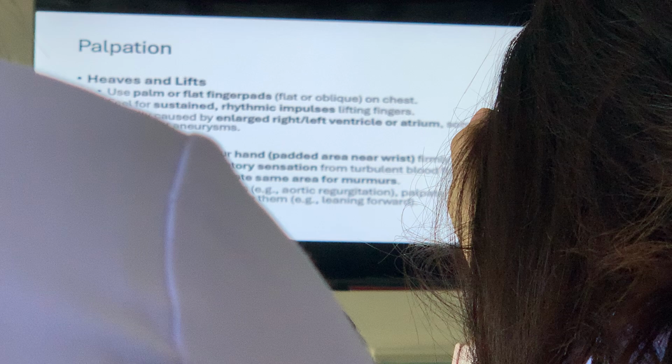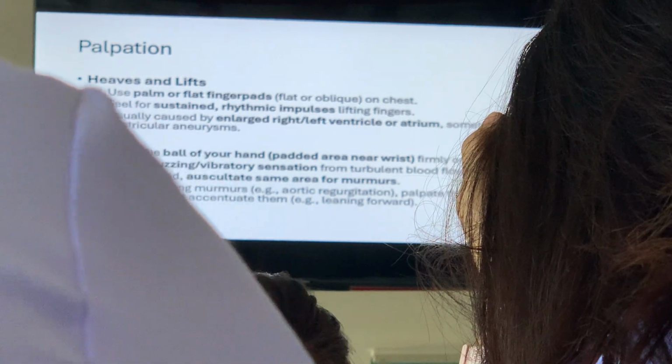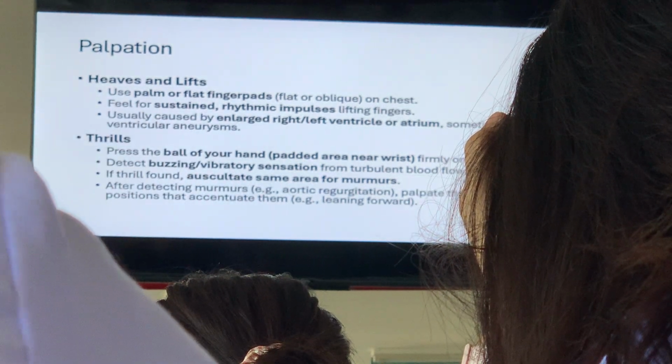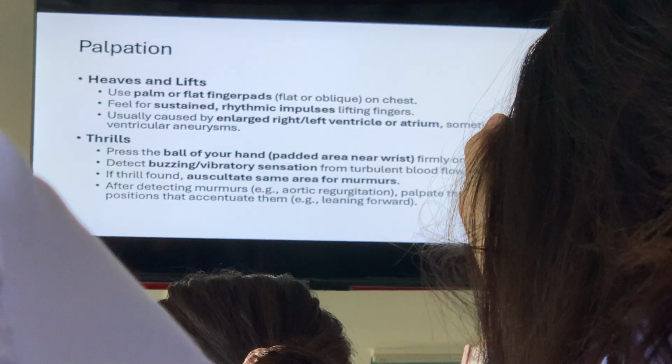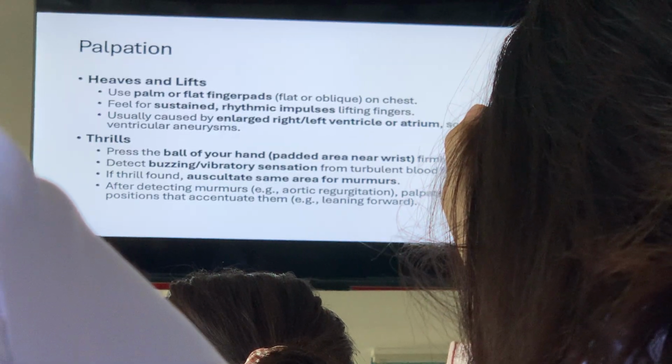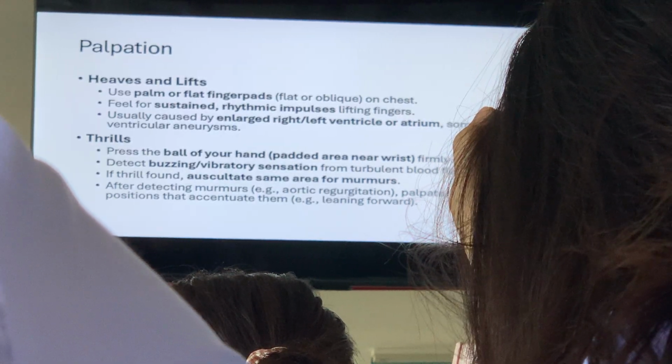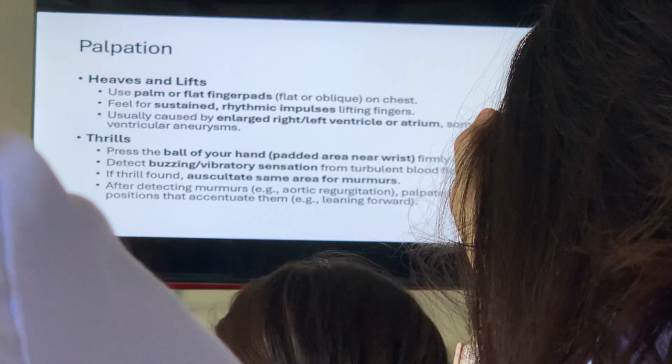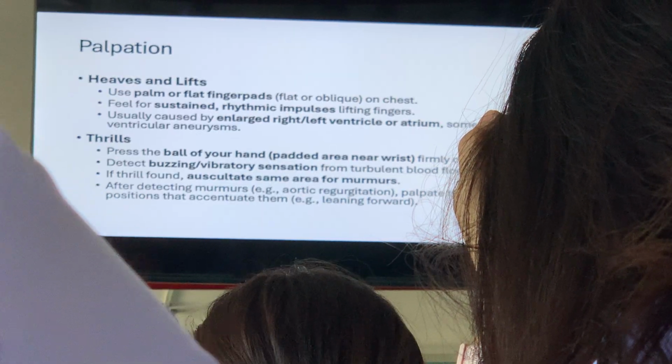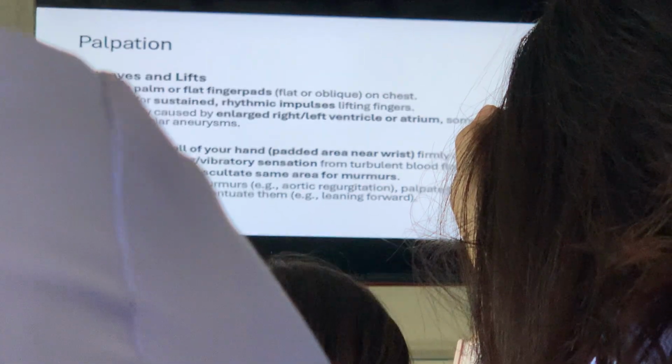So when you palpate, you use the ball of your hands or the finger pads of your second and third digit. So use the palm or the flat of the finger pads on the chest. Okay? If you are palpating a bigger part, you use this one. This is the ball of your hands.